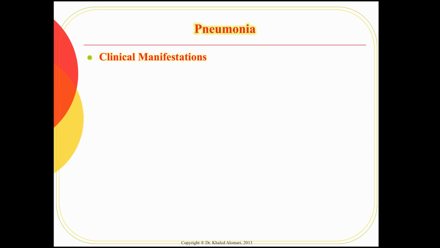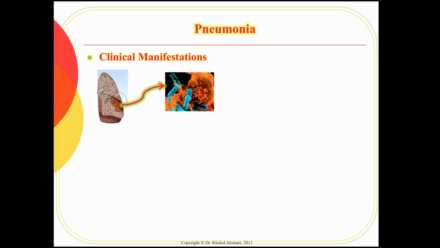I'll talk about the clinical manifestations of pneumonia, based on our understanding of the pathophysiology. So we have a sick alveoli here. There is an infection or inflammation, and there's an immune reaction to that. As a result, there is an increase in the basal metabolic rate. That means an increase in metabolism, which will increase the temperature of the body, so the patient will develop fever.